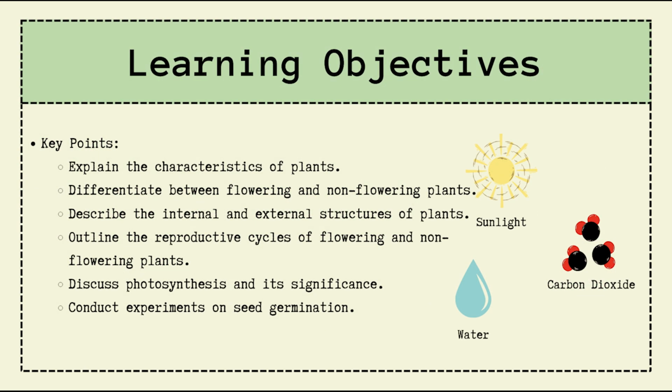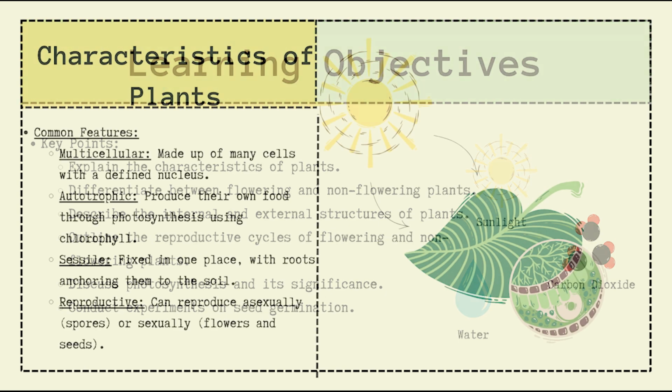By the end of this lesson, you should be able to describe the main characteristics of plants, distinguish between flowering and non-flowering plants, identify the external and internal structure of plants, explain how different plants reproduce, understand the process and importance of photosynthesis. Keep these objectives in mind as we go through each part of the lesson.